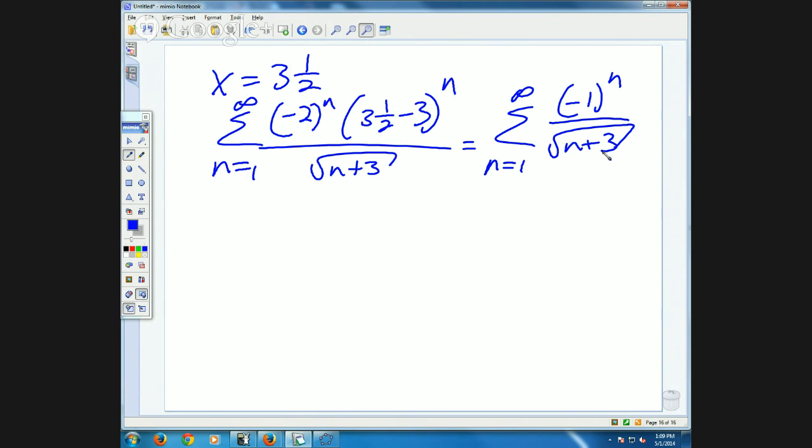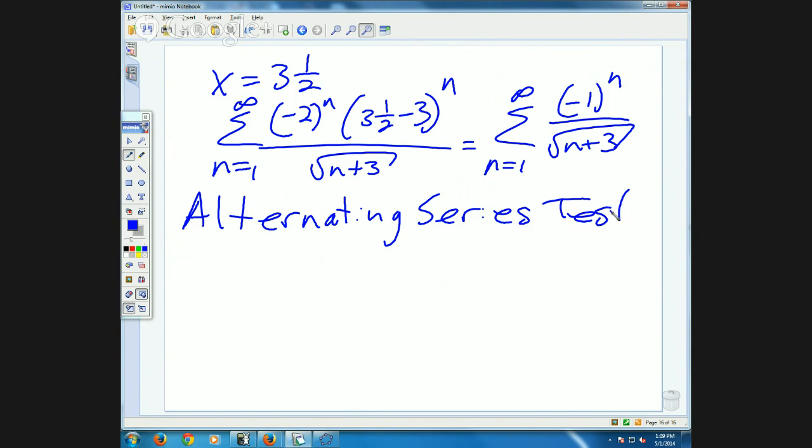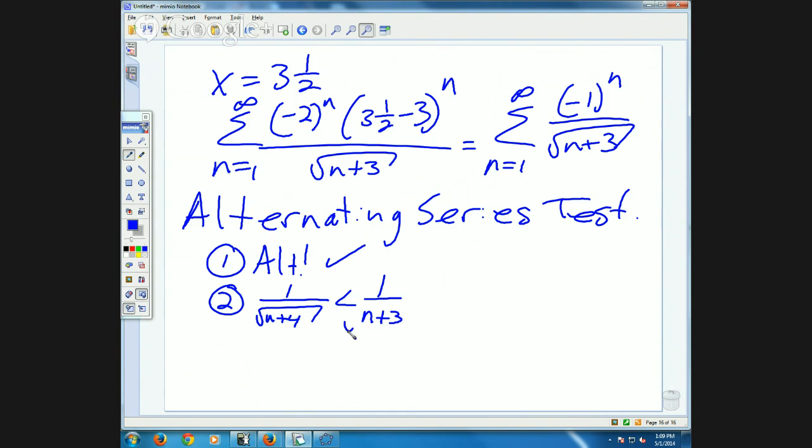Okay, alternating series test. It's always positive. U is decreasing monotonically. So n plus 1 is... the limit goes to 0. Boom. Alternates. Check. It's decreasing. 1 over the square root of n plus 3 plus 1, which will be n plus 4, is definitely less than 1 over the square root of n plus 3. Check. And 3. Limit goes to 0. Check.